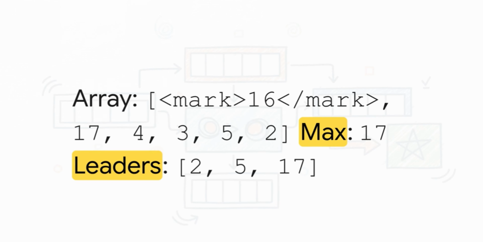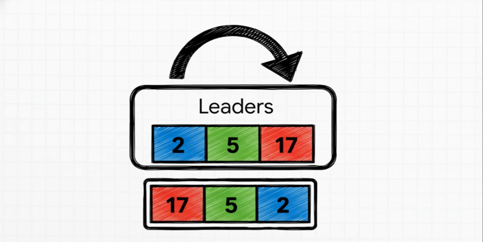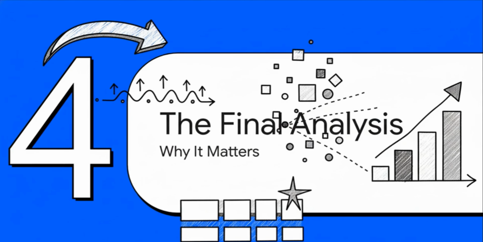And finally, we're at the very first element, 16. Is 16 greater than our max of 17? Not even close, so we just ignore it. And just like that, we've reached the beginning of the array. We're done! So, what are we left with? Our list of leaders is 2, 5, 17. But wait, that's backwards from what we expect, right? That's just because we built it from right to left. So the very last step is to just flip the list around, and we get our final, correct answer, 17, 5, 2.